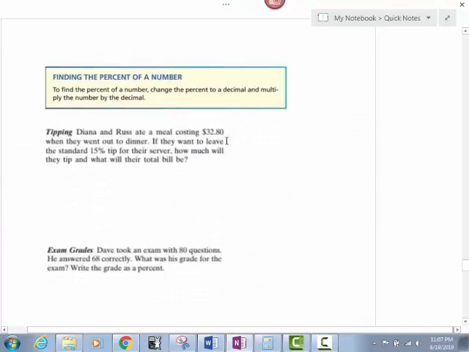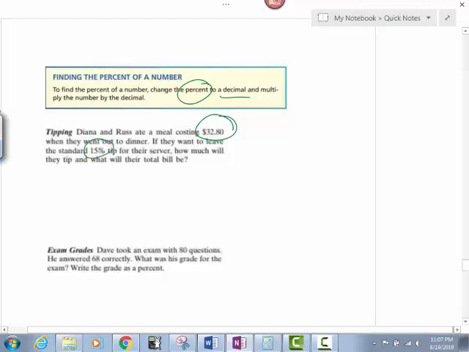So now, let's take a look at the next couple of problems. It says finding the percent of a number. To find the percent of a number, change the percent to a decimal, and then multiply the number by that decimal. So it says, tipping. Diana and Russ ate a meal costing $32.80 when they went out to dinner. If they wanted to leave the standard 15% tip for their server, how much will they tip and what would their total bill be? Okay, so we're going to change the percent to a decimal.